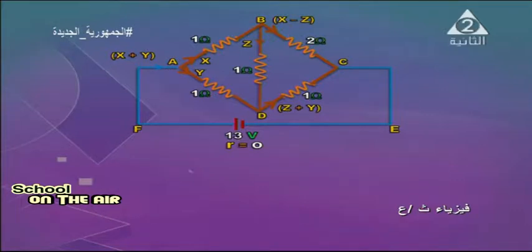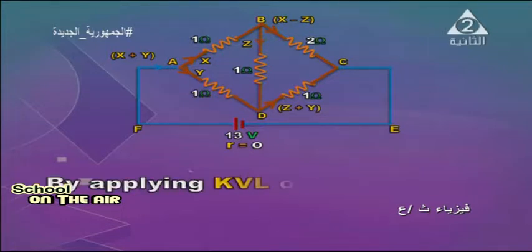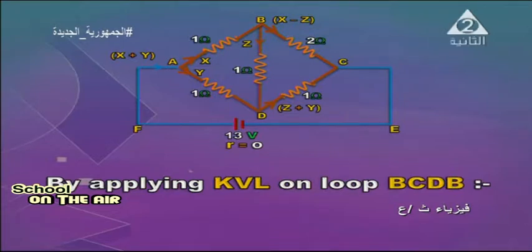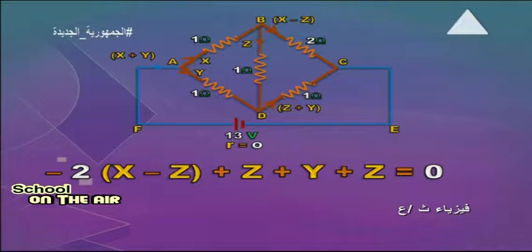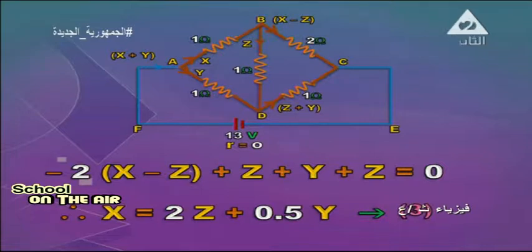Now I know it is a little bit difficult, but be more patient, please. By applying Kirchhoff voltage law on loop BCDB, BCDB, now it is clear for you? Great. Negative 2 is the value of the resistance, times the current X minus Z, plus Z plus Y. Why? Because we are going against the current. All equal to 0, we'll rearrange it. So X equals Z plus half Y.